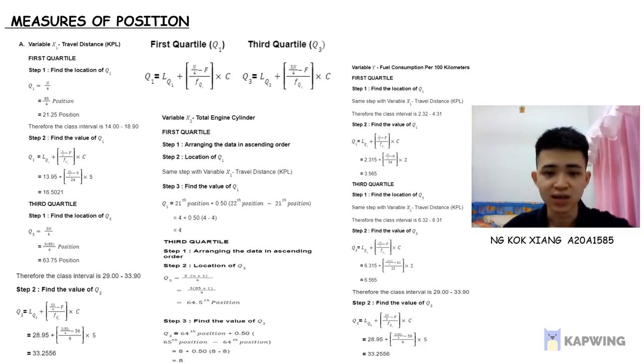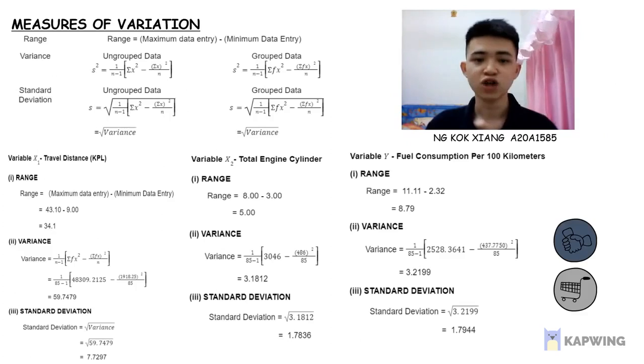To find the third quarter is the same as the step to find the first quarter, but the difference is that to find the position, we use the formula 3 multiplied by total sample size plus 1 and divided by 4. For the variable y, it is absolutely the same as variable x1, and the answers for all variables are provided in this slide. The measure of variation part.